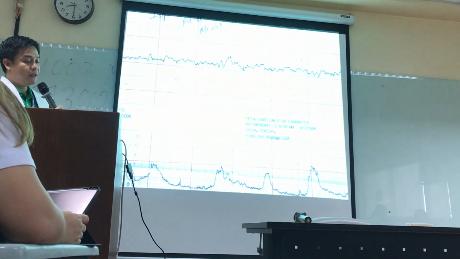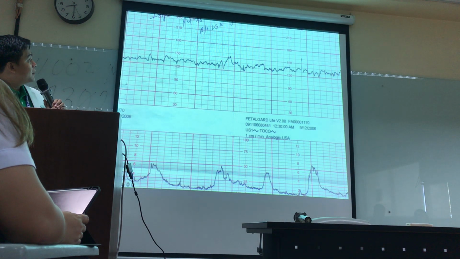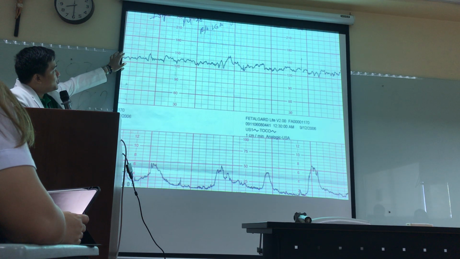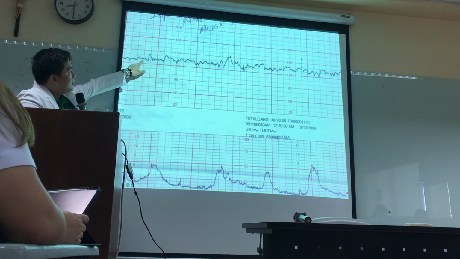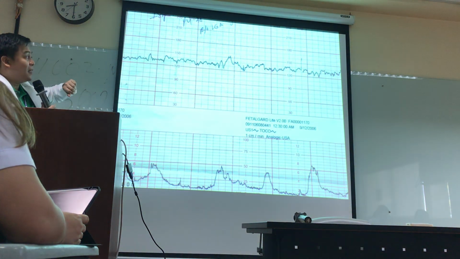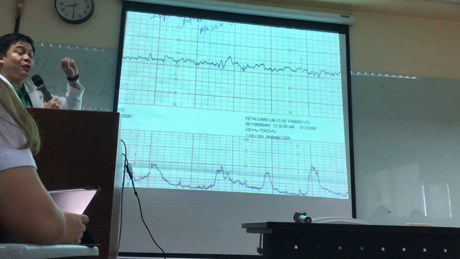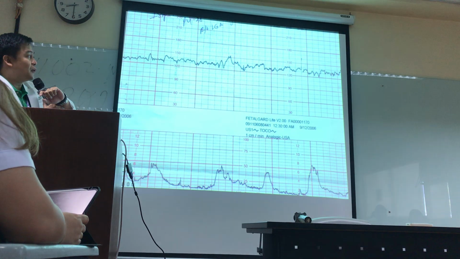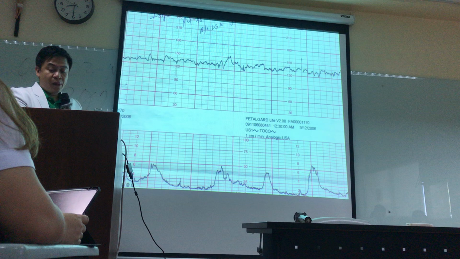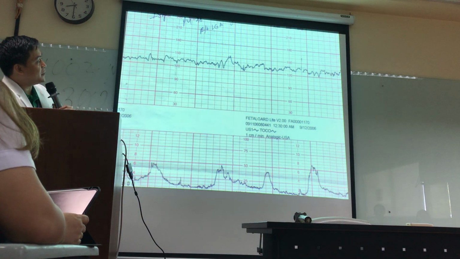So when you look at this tracing, you can see here, you look for where the mean baseline fetal heart rate is. According to FIGO, it is the most flat, less oscillatory area of your fetal heart rate tracing. So what is the baseline fetal heart rate for this tracing?